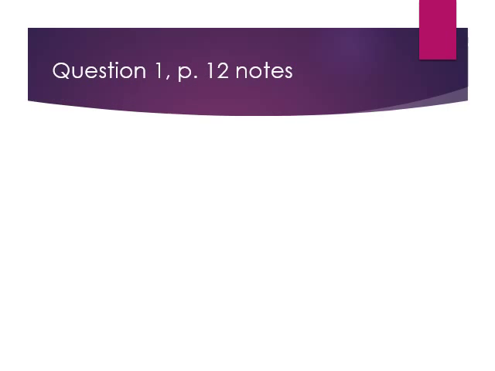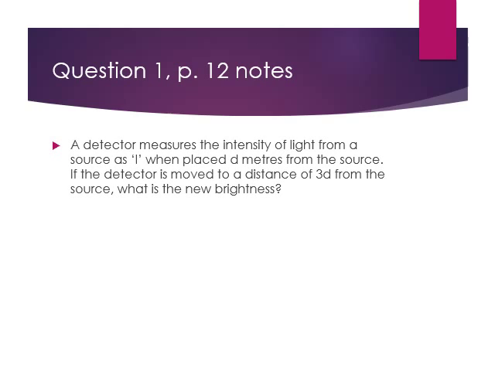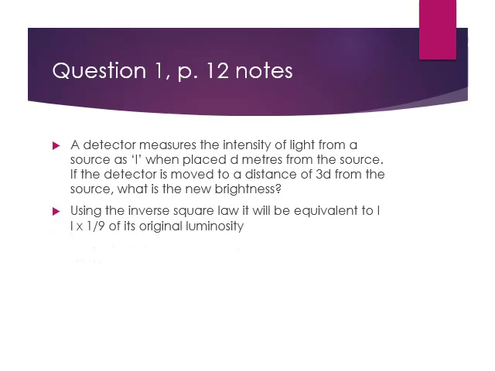So let's have a look at question 1 on page 12 of your notes. A detector measures the intensity of light from a source as I when placed d meters from the source. If the detector is moved to a distance of 3d from the source, what is the new brightness? Well, we need to apply the inverse square law. So using the inverse square law, it will be equivalent to I times 1/9 of its original luminosity. That's the inverse of the distance squared. As it's 3 squared, it now becomes 1/9 of its original luminosity.